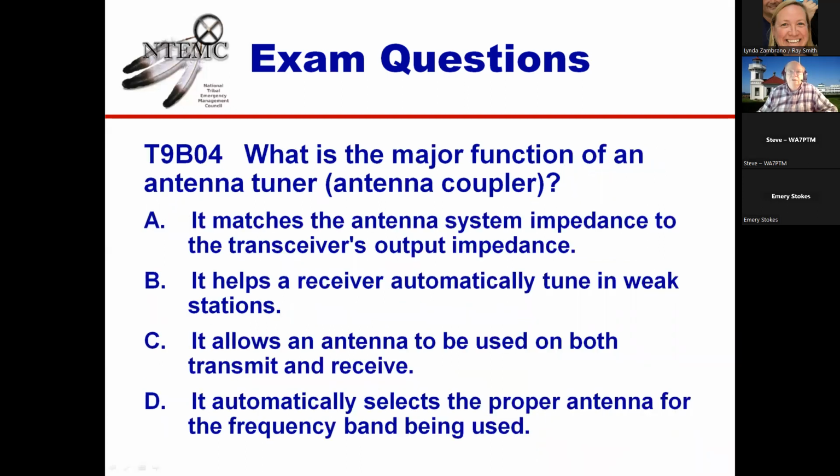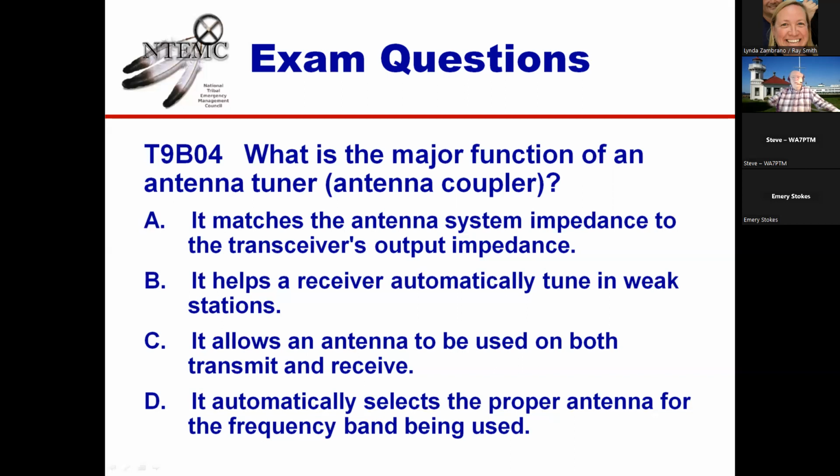What is the major function of an antenna tuner? Okay, let's talk about that. So our concern is that we have a low SWR, as close to a perfect match as possible between the impedance from our transmitter, the impedance in the feed line, and the impedance at the antenna. I mentioned we talked about the vertical antenna at 35 ohms, I think was what we showed on that slide. That doesn't match, right?